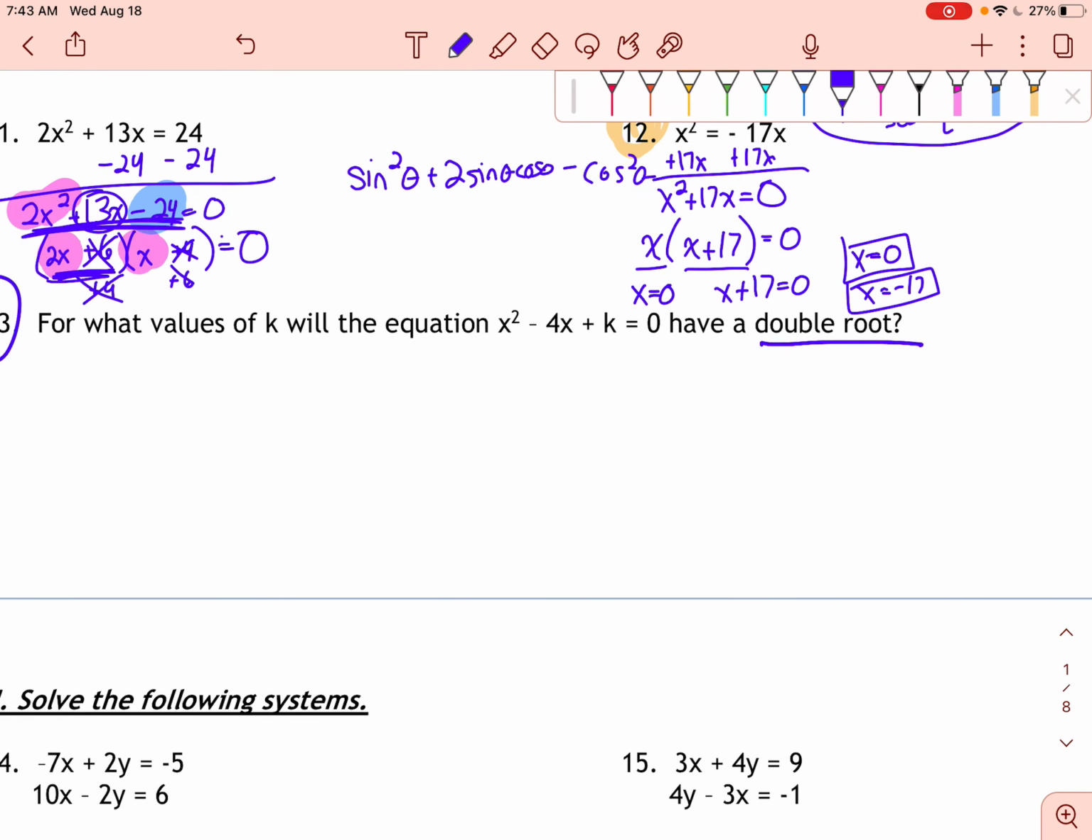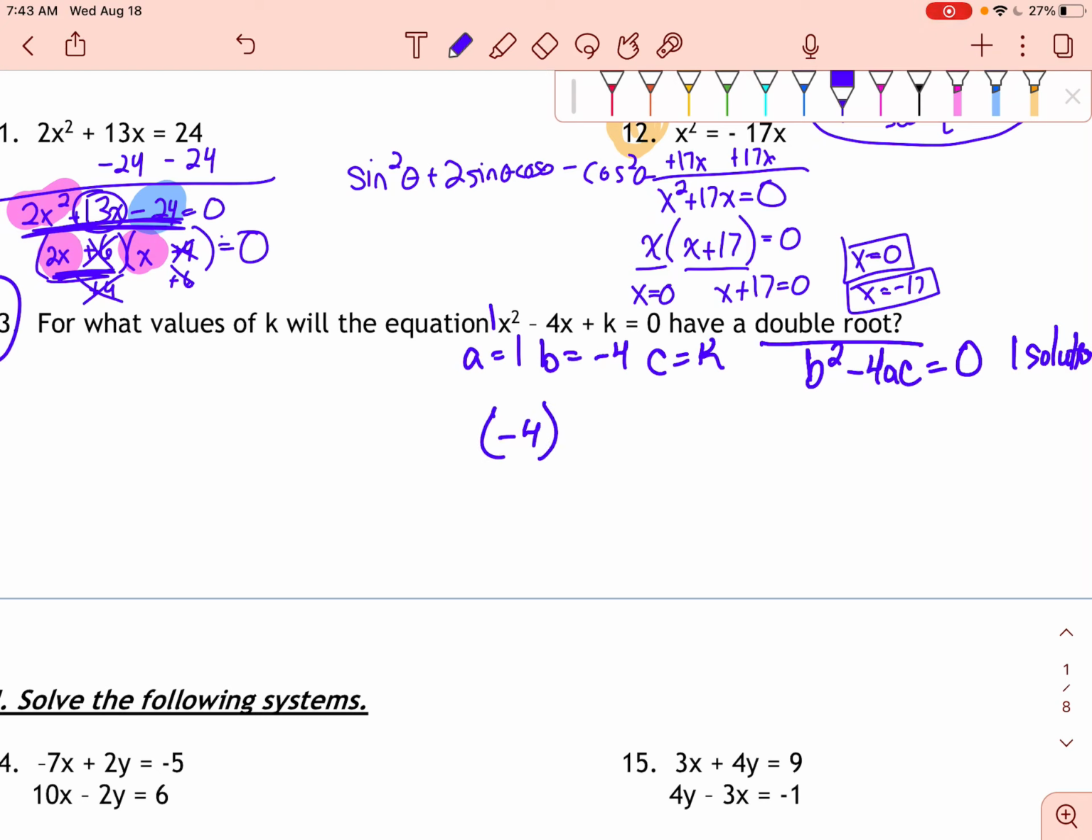Which ones are going to have a double root? So again, a double root is when the discriminant, b squared minus 4ac, is equal to 0. Okay, if the discriminant is 0, that means a double root, that means you're going to have one solution. Double root just means that the answer is going to be the same for both roots. So I'm going to pick out my a, which is 1, my b, which is negative 4, and my c, which is k, and we're going to plug it into here and we're going to solve.